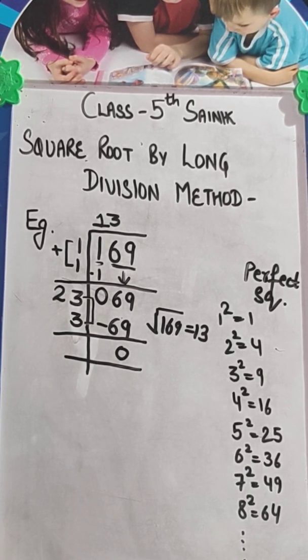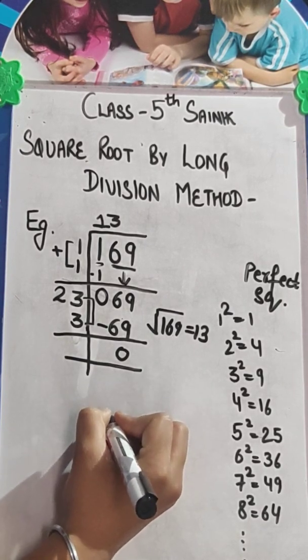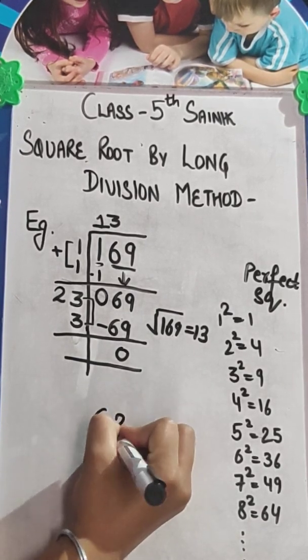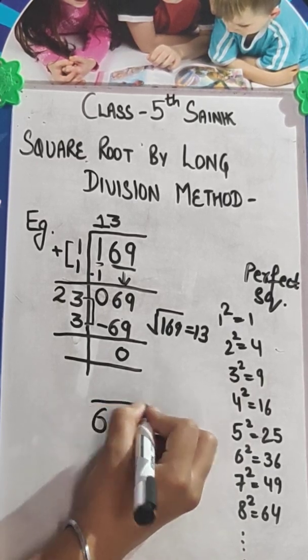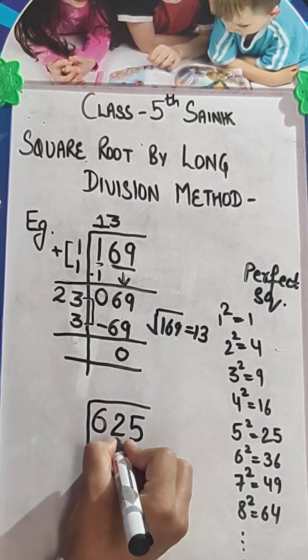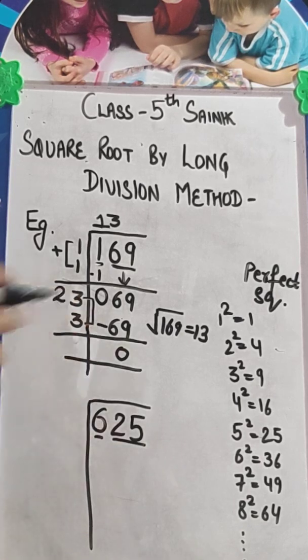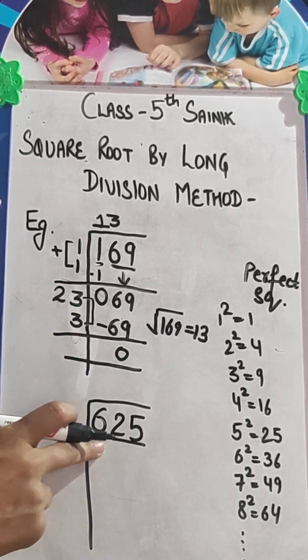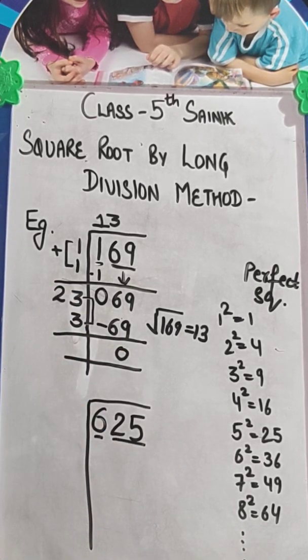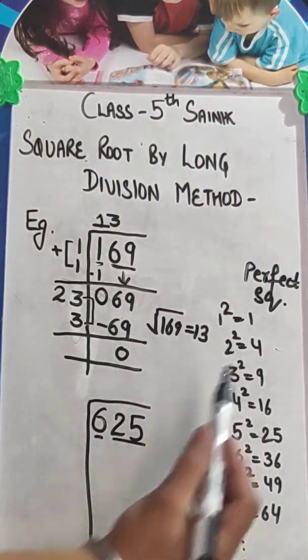Now supposedly we are taking one more example. Supposedly we take 625. Now again start making pairs from the last. We are having these two pairs. Now take 6 here. We can take 2 into 2, that is 4.